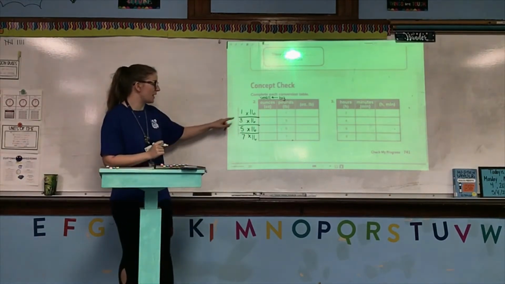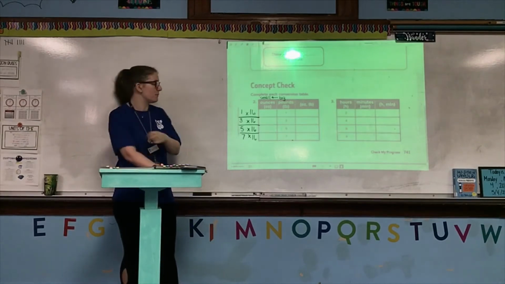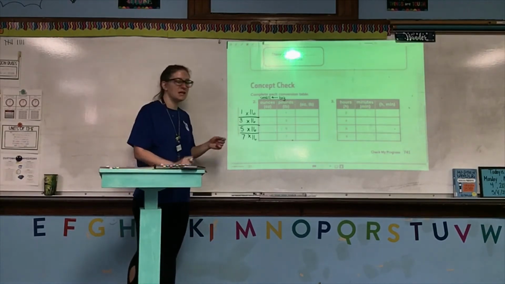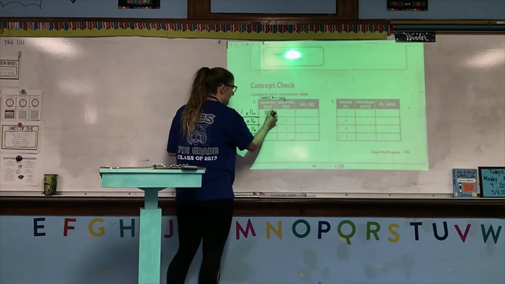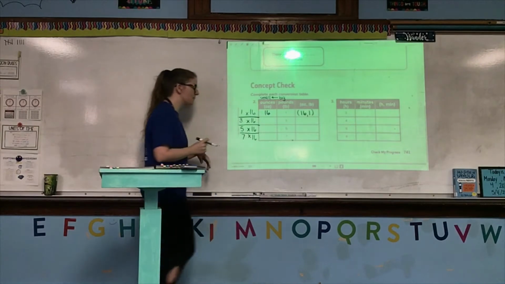Now I have to multiply. Well, I can do 1 times 16 because I can use the identity property of multiplication. 1 times any number equals that number. So that means there are 16 ounces in 1 pound.